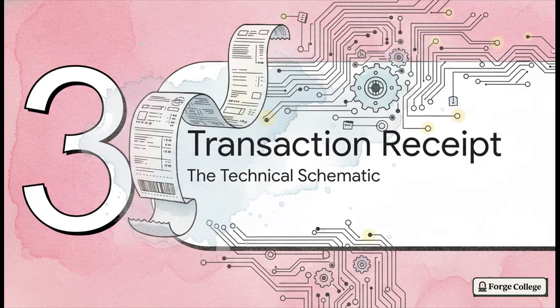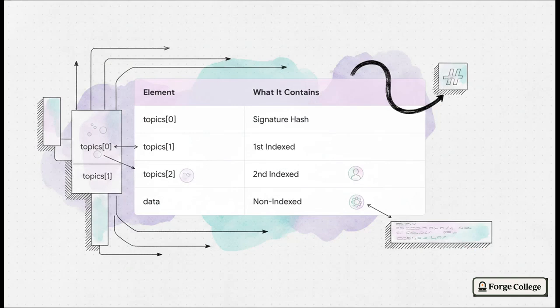Which brings us to part three, inside the transaction receipt. Okay, so once we've actually spoken into the microphone, where does that output go? It ends up in a transaction receipt. You could think of it kind of like a highly detailed grocery receipt, or maybe a technical schematic that records exactly what just happened. When you look at a raw transaction log, you're going to see an array called topics and a field called data.